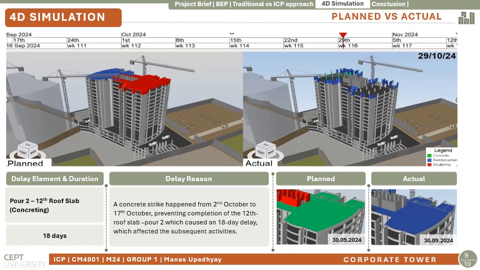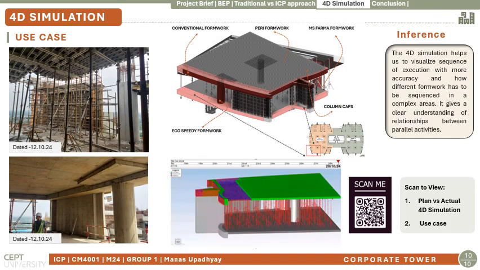We identified what caused the major delay of our project, and one other cause we identified is in shuttering, because of lack of labor. So this is the plan versus actual difference. This is the plan for the simulation which we have made, and this is the actual, what is going on at the site.